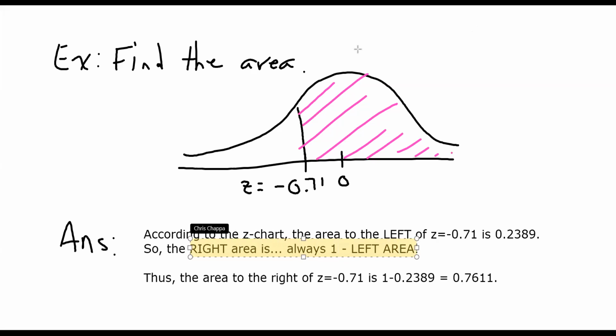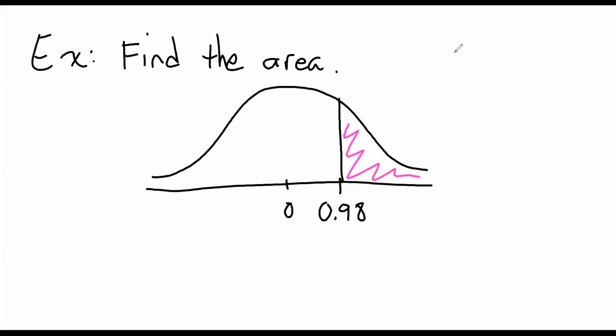All right, I'm going to set up another problem. I want to give you a chance to pause the video and see if you can find the right area. Find the area to the right of z equals 0.98. I'm going to erase the 0 in the middle since it's kind of in the way. If you have the distribution table open in Canvas, go ahead and pause the video and see if you can look up the area.